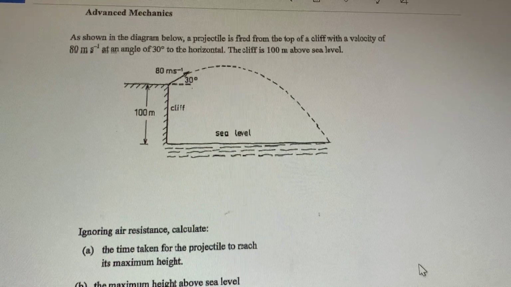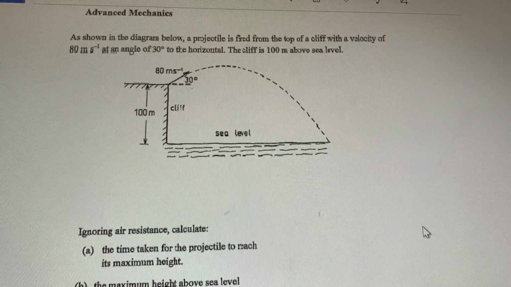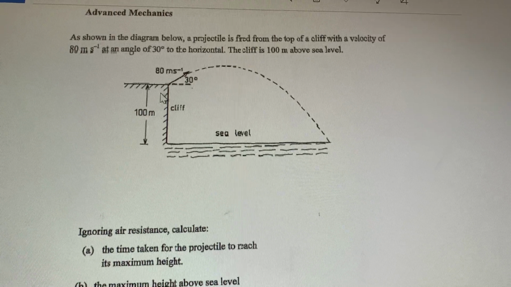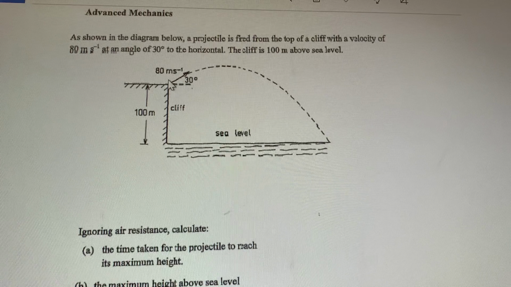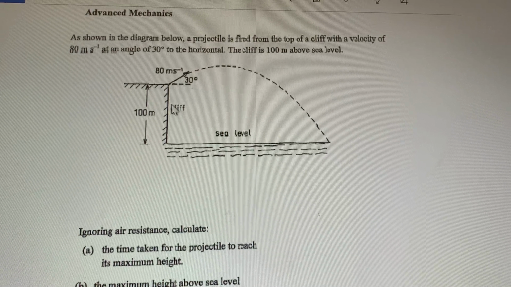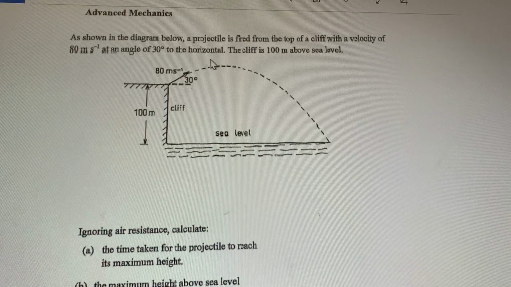Hello guys, today we'll learn about advanced mechanics and the topic is projectile. So the question is, as shown in the diagram below, a projectile is fired from the top of the cliff. So here is the cliff and this is the top. So the projectile is fired from here with a velocity of 80 meters per second at an angle of 30 degrees. So this angle is 30 degrees to the horizontal.